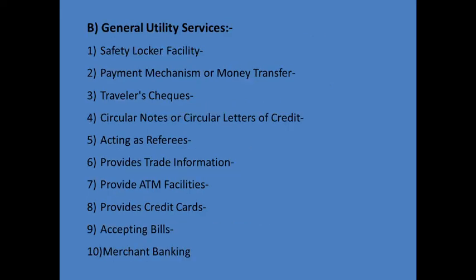And next, the general utility functions or general utility services. The first function under the general utility services is the safety locker facility. Safekeeping of important documents and valuables like jewels is one of the oldest services provided by the commercial banks.